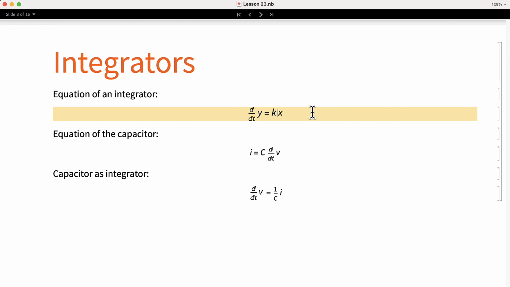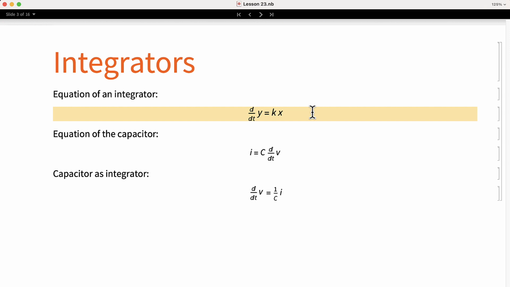If you remember, in the previous lesson when we talked about capacitors, we mentioned that a derivative represents a rate of change. In this case, the time derivative of y is the rate of change at which the output will change. In this case, when the product k times x is positive, the output will increase. The larger the value, the faster it will increase.